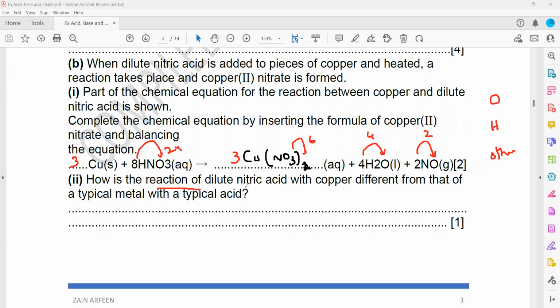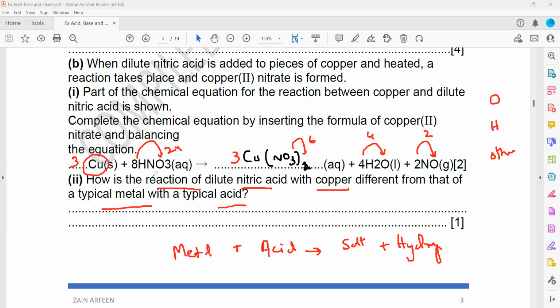How is this reaction of dilute nitric acid with copper different from the typical metal with acid? Look, when a metal reacts with an acid, what is the product? What are the products when a metal reacts with an acid? Salt plus hydrogen. So salt plus hydrogen are the products. But how is this different? Here we have a metal reacting with acid, and it is giving salt, water and oxide of nitrogen.